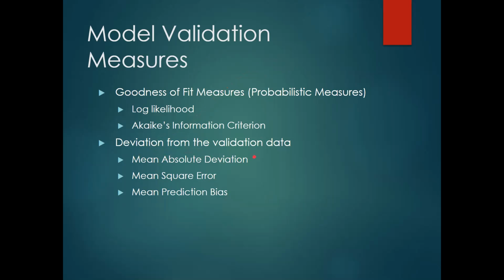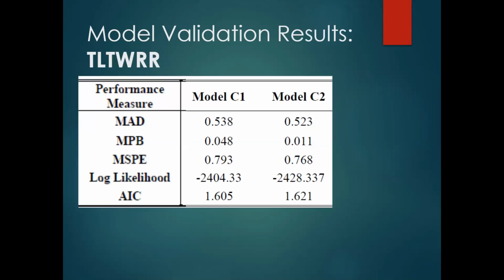And then they looked at deviation from the validation data. So they did set aside some data, some sites which they did not use for model building. And then they saw, okay, I built this model. Now let me see how it performs on these other sites that I actually did not use. And then they were able to get the absolute deviation, the mean square error, and the mean prediction bias. Mean prediction bias would be on how many of the sites a certain procedure overestimated or underestimated the model. Okay, so what were they?